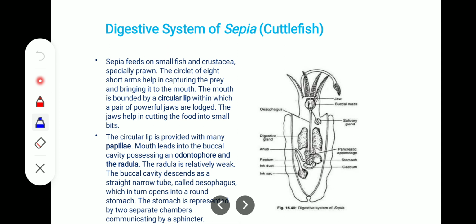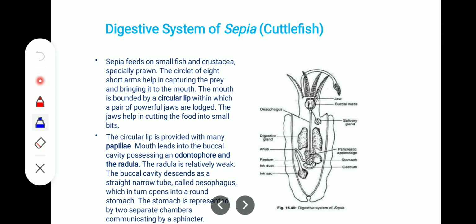Next, the circular lip is provided with many papillae. Mouth leads into the buccal cavity, which has the odontophore and the radula. The radula is relatively weak, while the odontophore is a stronger one. The buccal cavity descends as a straight narrow tube called the esophagus, which in turn opens into the stomach. The stomach is represented by 2 separate chambers.